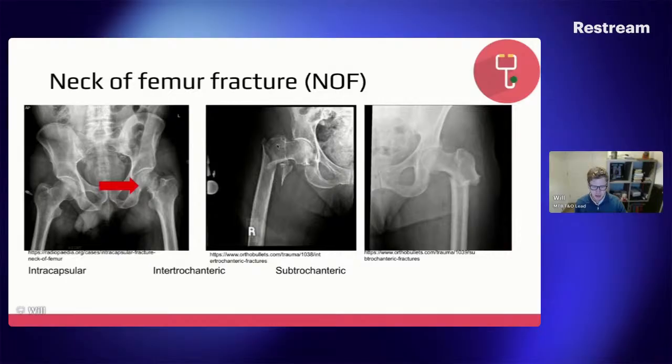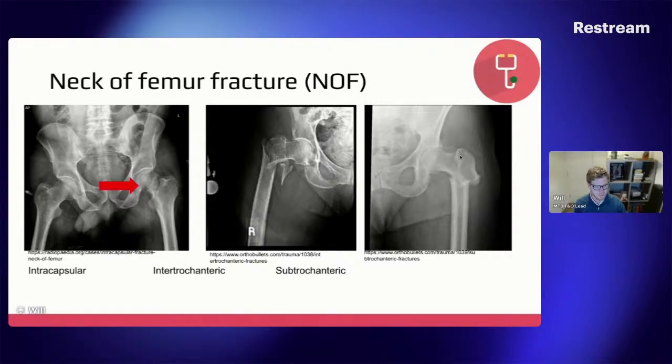The second type we look at is intertrochanteric fractures. That's a fracture, as the name suggests, that runs between the greater trochanter superiorly and the lesser trochanter inferiorly. You can just see there's a fragment of the greater trochanter sat superiorly, and the lesser trochanter has been fractured off the femoral shaft.